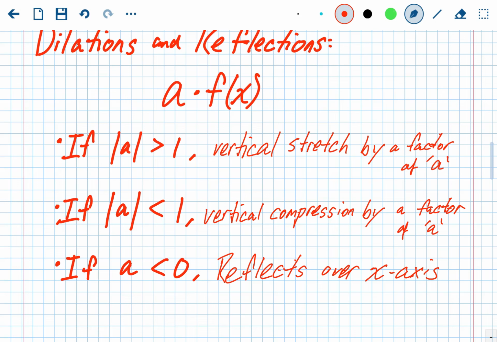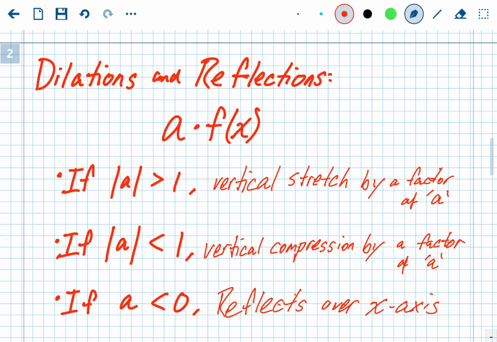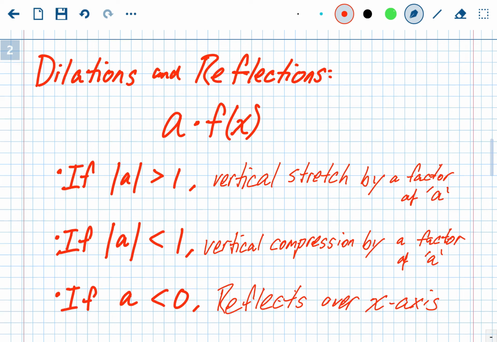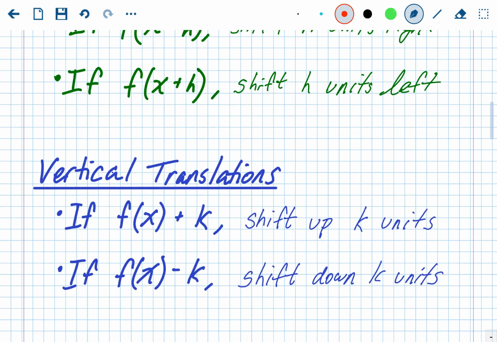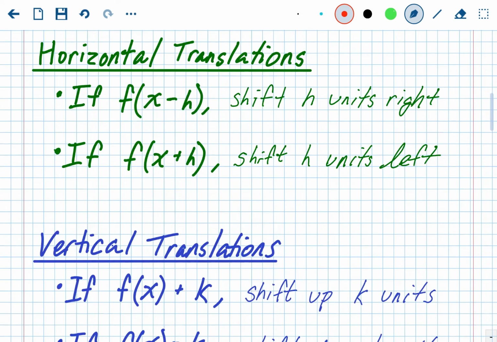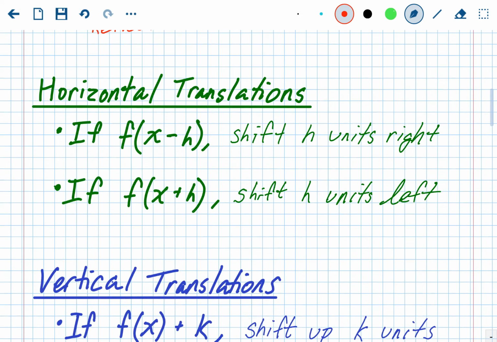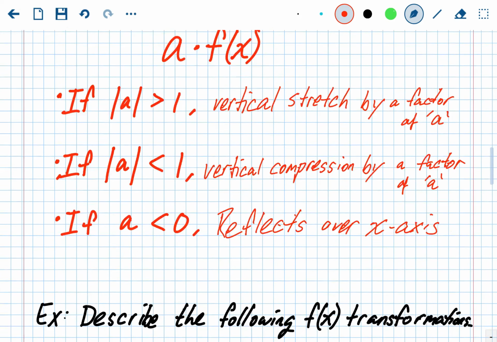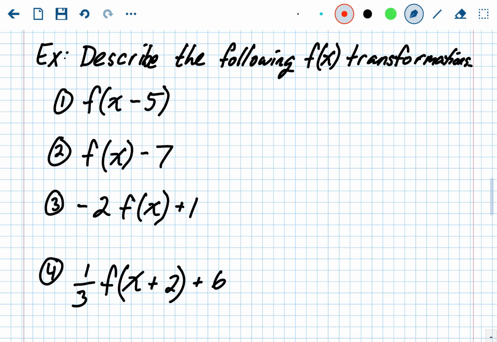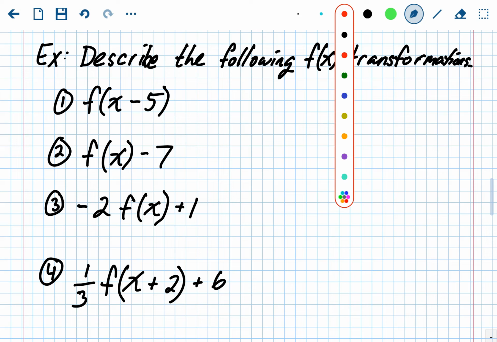Okay, so let's talk about some examples for these. Again, we're keeping it just generic functions, generic f of x. We're not doing any of the actual parent functions yet. So we've got dilations and reflections depending on the a value, vertical translations depending on the k value, and horizontal translations depending on h. So describe the following f of x transformations. We're going to say, what is happening to f of x if we do these things to it?